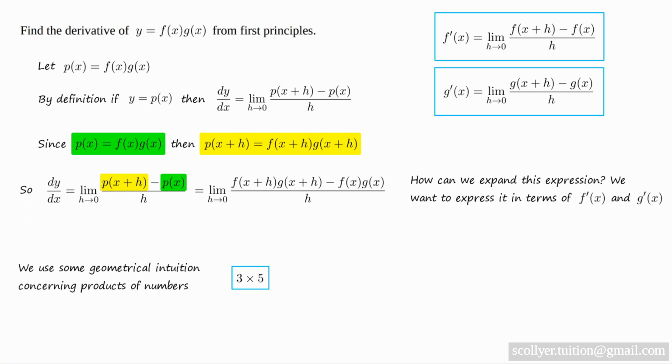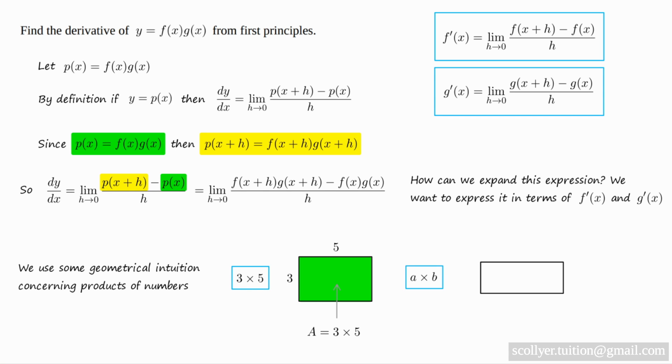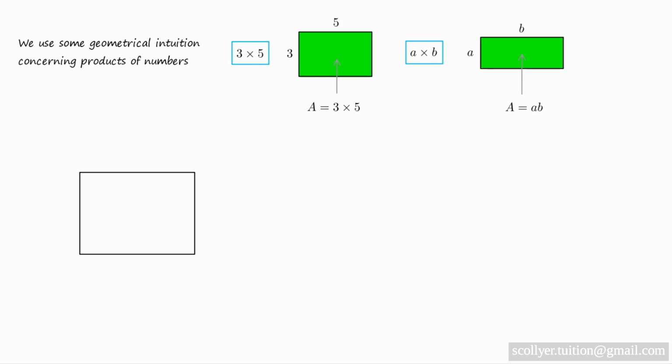So if we consider the product 3 times 5 and we draw a rectangle whose sides are 3 and 5, then we note that the area of this rectangle, the region shaded green, is 3 times 5. And more generally, for the product a times b, if we draw a rectangle whose sides are a and b, then the area of this rectangle is a times b. So if we now take a rectangle whose sides are f of x and g of x, then the area, the region shaded green, is f of x times g of x.